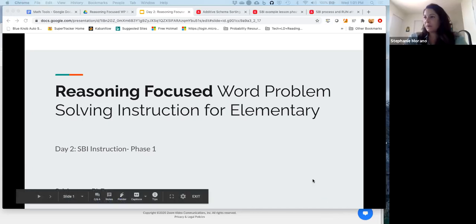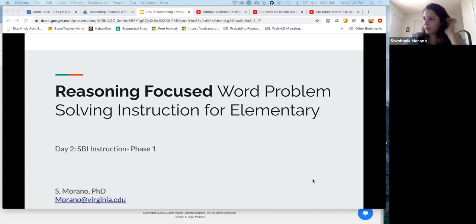We are going to pick up where we left off on Monday and talk more today about how to implement schema-based instruction for word problem solving for elementary students.